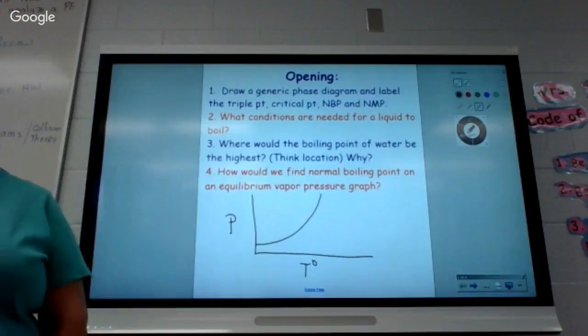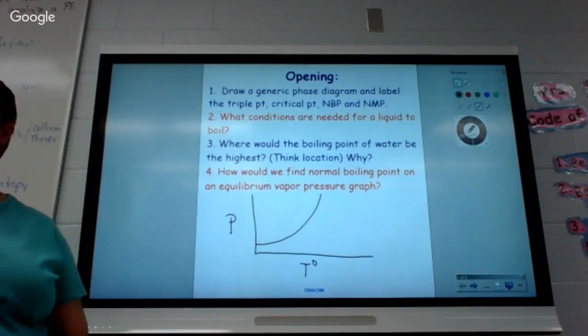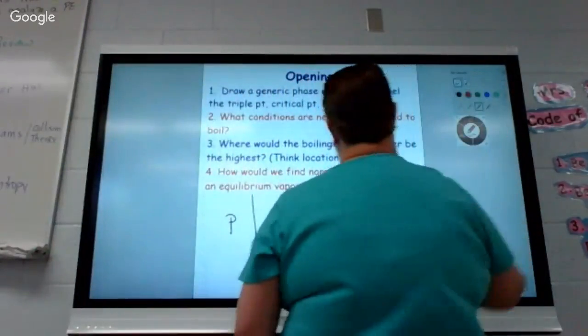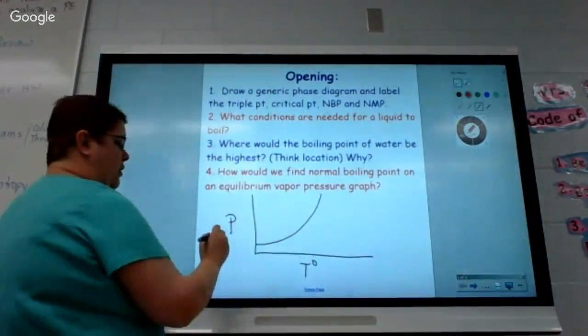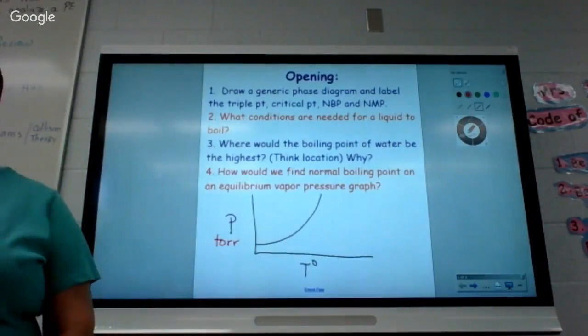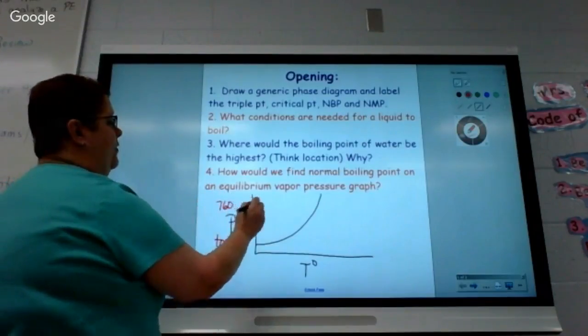Just shut up. So, if you have an equilibrium vapor pressure graph, how do you find the normal boiling point? Standard pressure, all right? Just like with the phase diagram, you have to find standard pressure. So let's say this one's in torr, just to change it up from the first one we drew. So what's standard pressure in torr? All right, so let's say we find 760 to be along about this range.